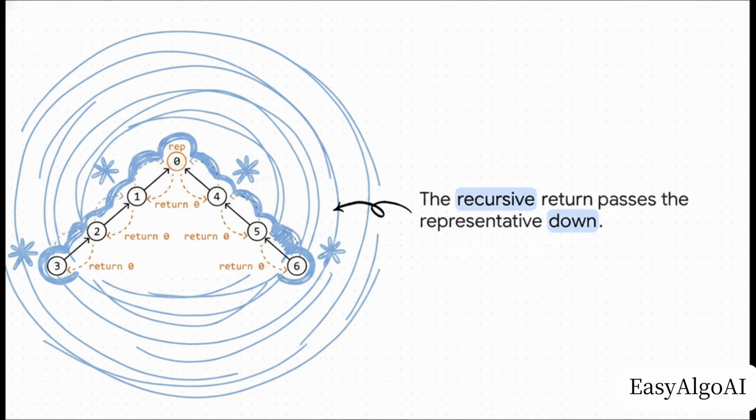Once our find search reaches the top and finds node 0, it has to pass that answer back down the chain to exit the recursion. On its way back down, it actually tells every single node in that chain, node 1, node 2, and node 3, exactly who the ultimate leader is. They all get the message, the root is node 0.